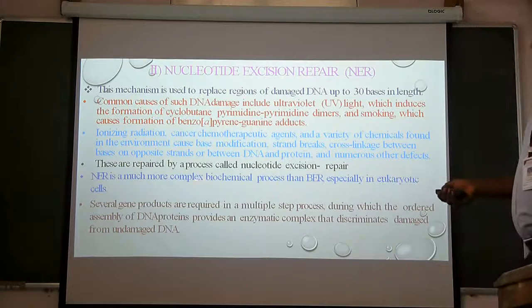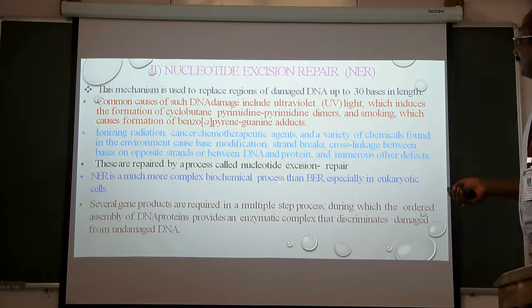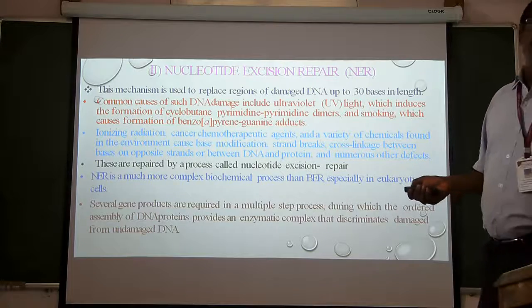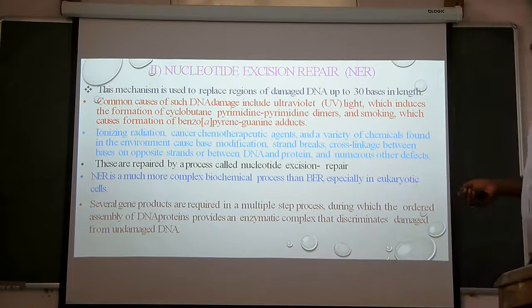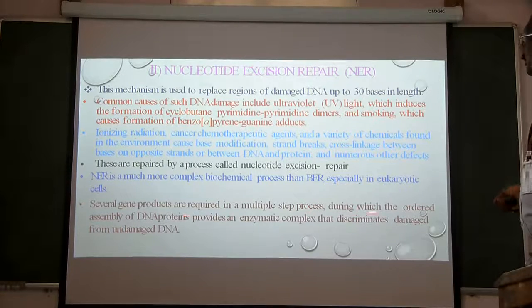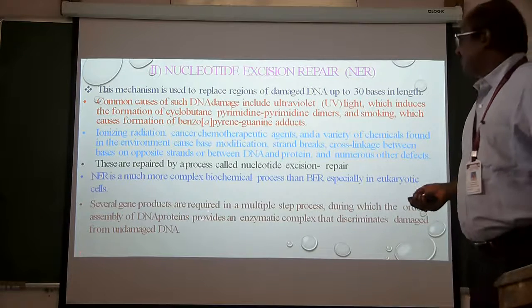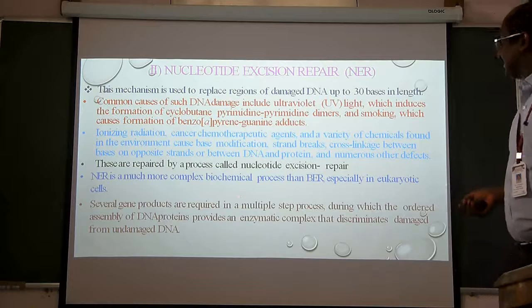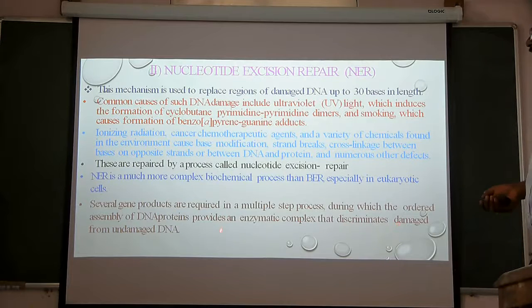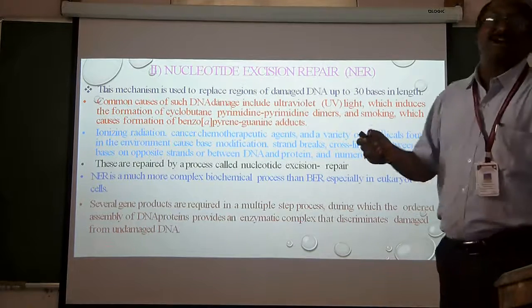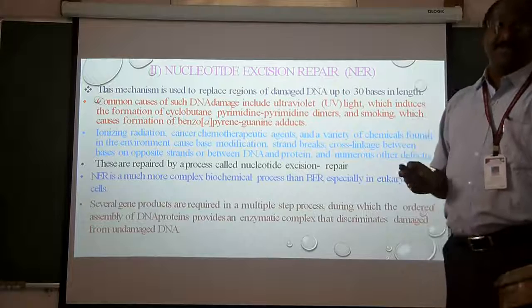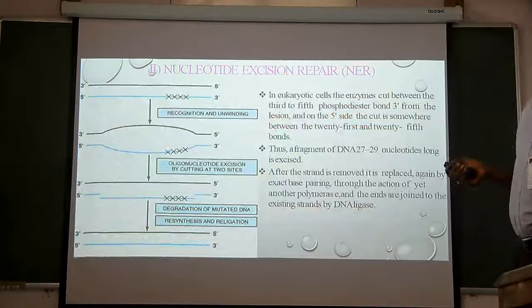NER is a much more complex biochemical process than BER, base excision repair, especially in eukaryotic cells. Several genes are required in a multiple-step process during which the order of assembly of the DNA proteins provides an enzyme complex that discriminates the damaged part from the undamaged part of the DNA. The nucleotide excision repair, NER, how does it work?